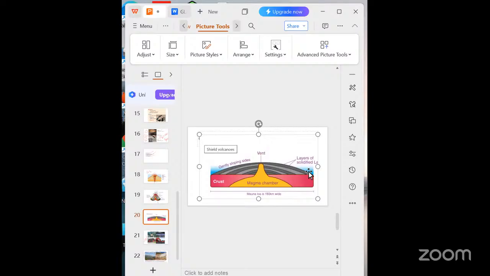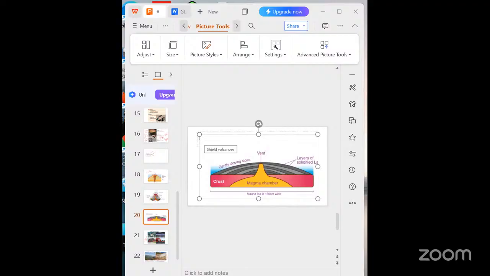So since this low viscosity magma is typically low in silica, shield volcanoes are more common in oceanic than continental settings. So example is the Hawaiian volcanic chain, right? The Hawaiian volcanic chain is a series of these shield cones. They are common in Iceland as well, right?